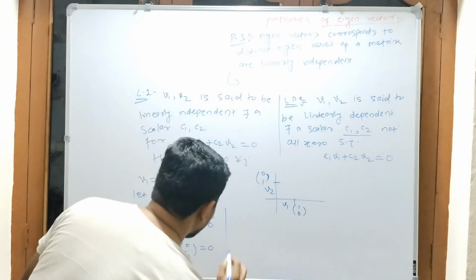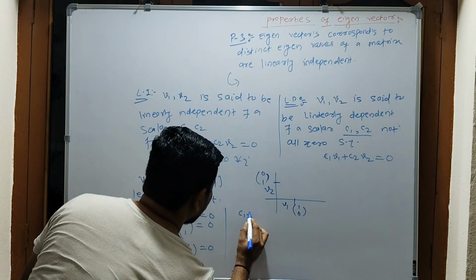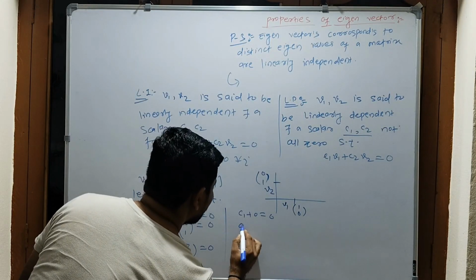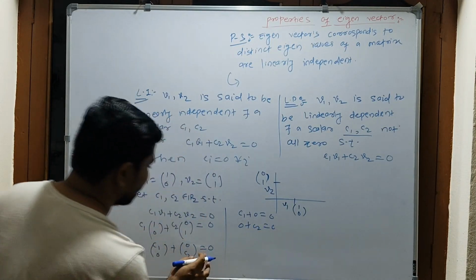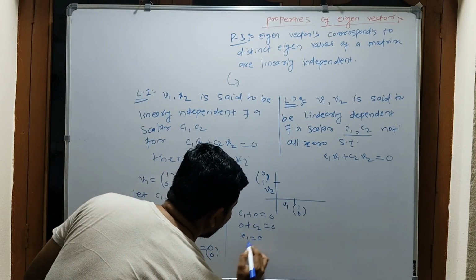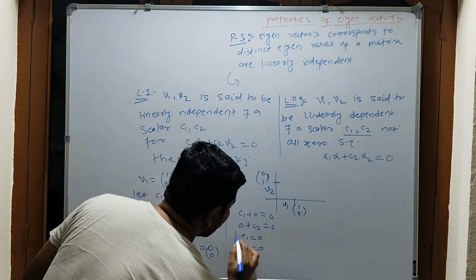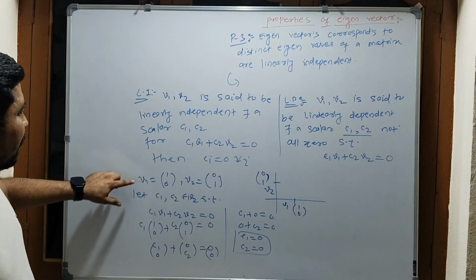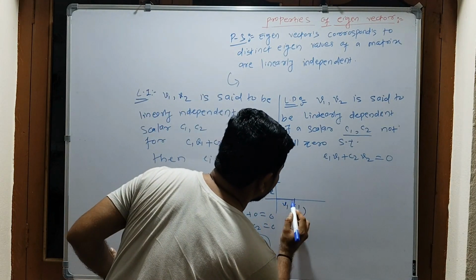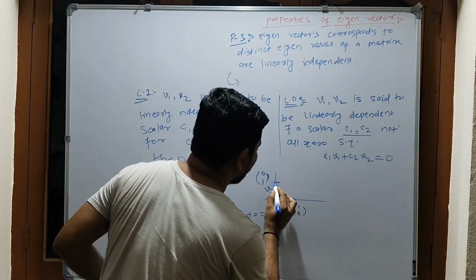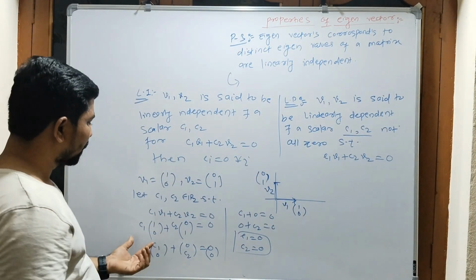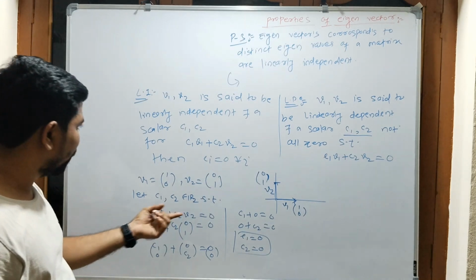So this implies c1 plus 0 equal to 0, and this implies 0 plus c2 equal to 0. So this implies c1 equal to 0, and c2 equal to 0. Here v1 is my one vector, the unit vector along the x axis, and v2 is another vector, the unit vector along the y direction, the positive direction of the y axis.